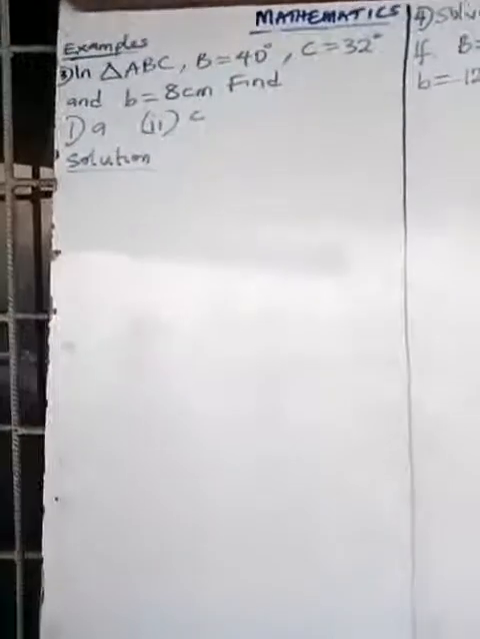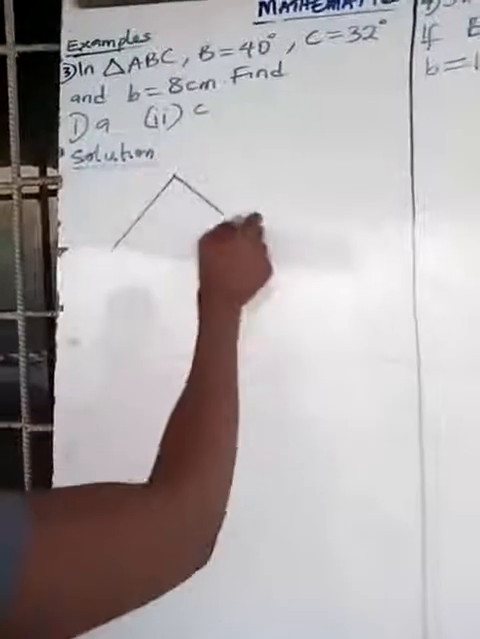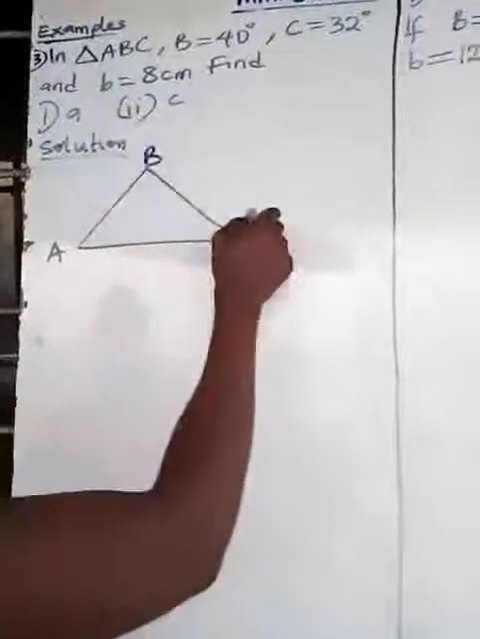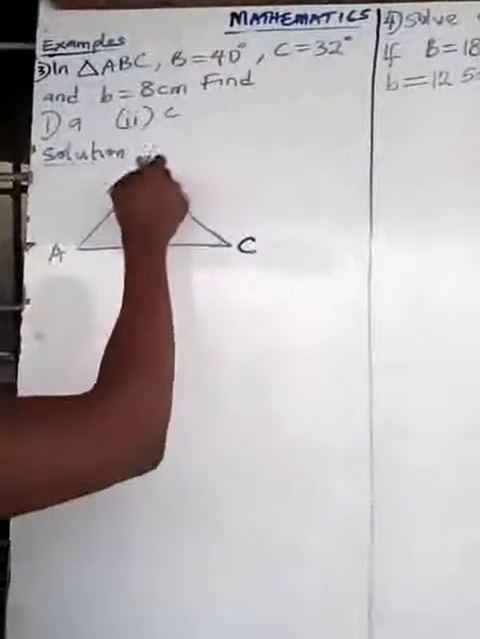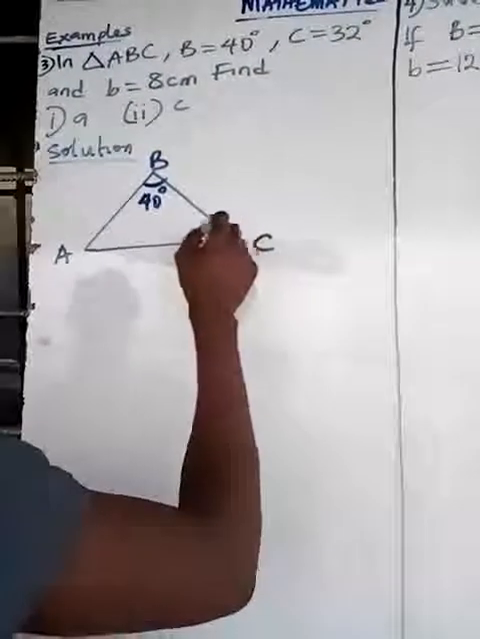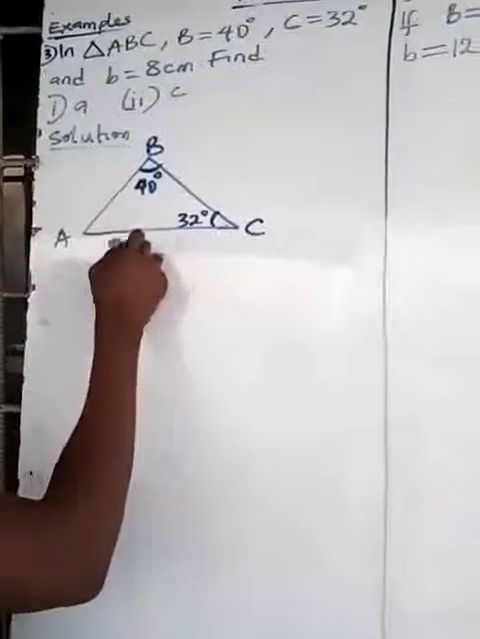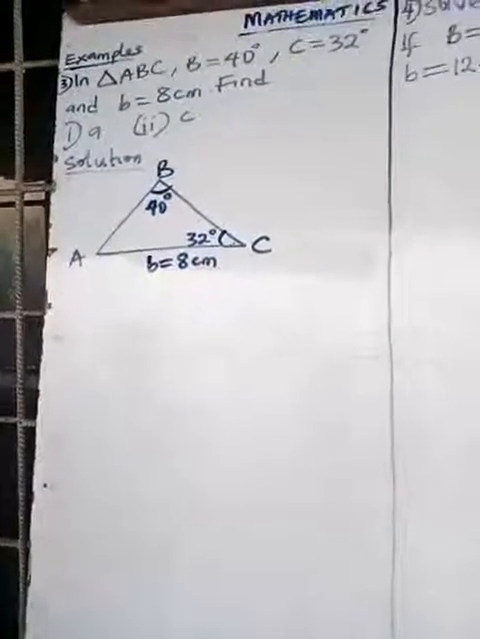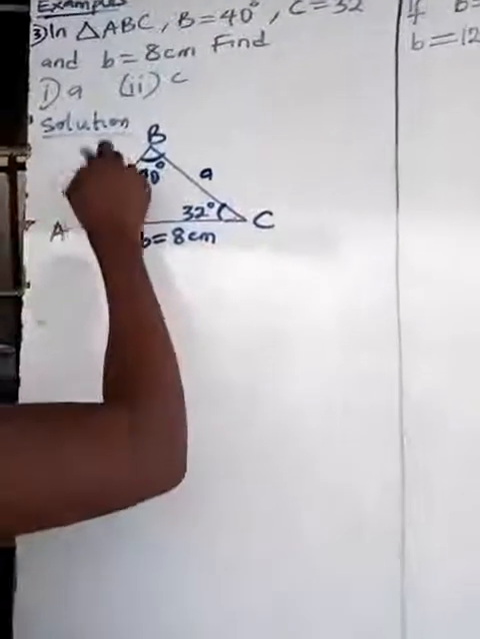The triangle did not come with the question. So in triangle ABC, that means we have triangle ABC. You can draw it anyhow. So it can be A, B, C. Angle B, capital letter B, is 40 degrees. So this is 40. Then angle C is 32 degrees. That's 32. And small letter B is 8. So small letter B will be here. We're told to find small letter A and small letter C.